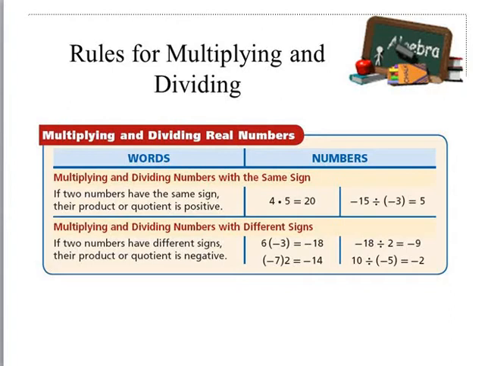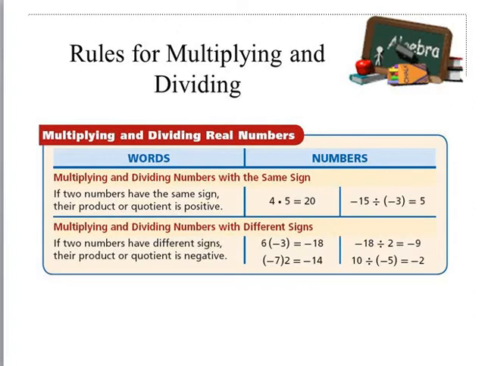So again, same sign, positive, positive, the answer is positive. Negative times negative, the answer is positive. Negative divided by negative, the answer is positive. Now, different signs, look at the negative sign, it's the stronger one. So it must be in the answer. Negative times positive, negative. Okay, negative divided by positive, negative. Positive divided by negative, negative.